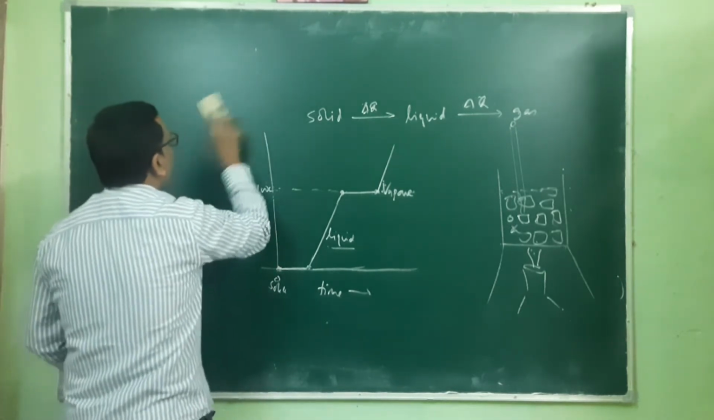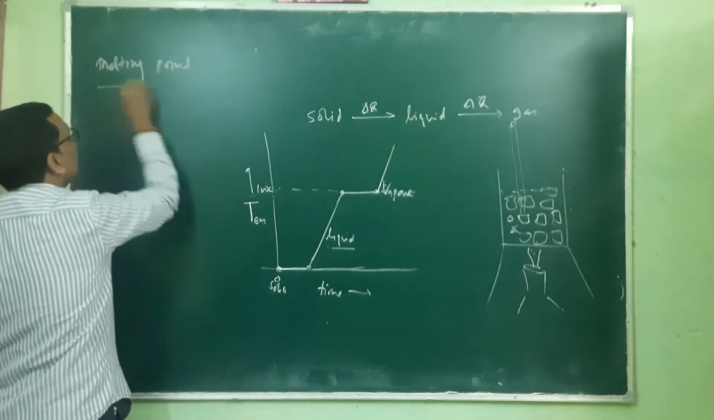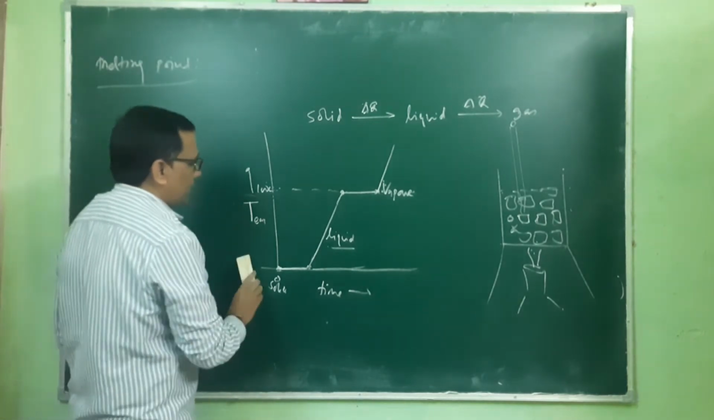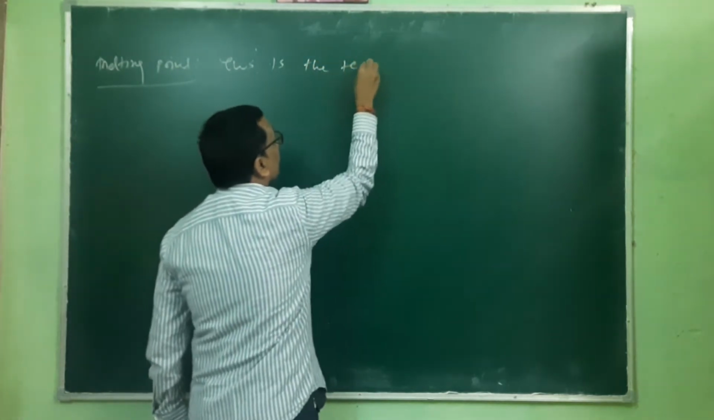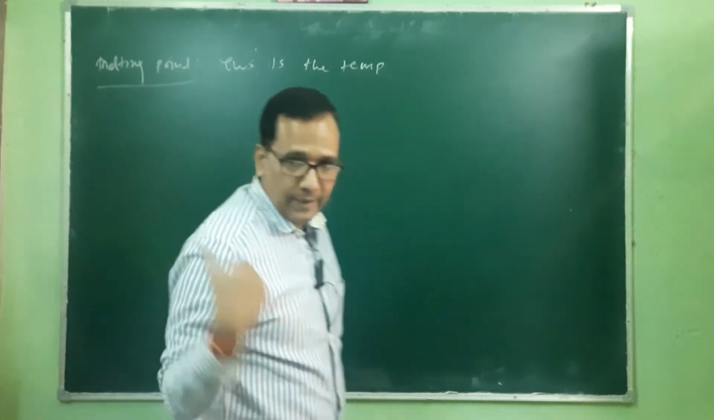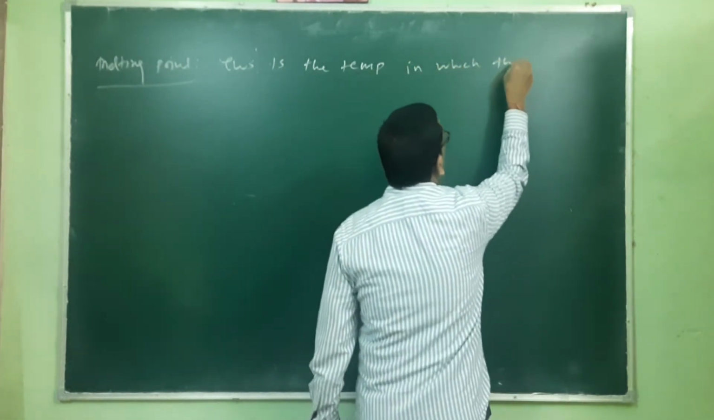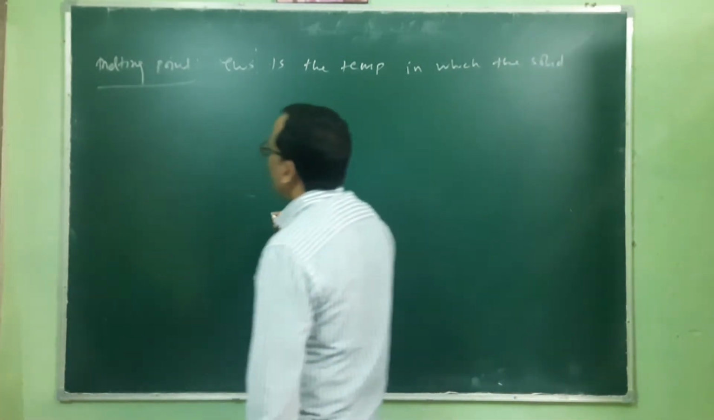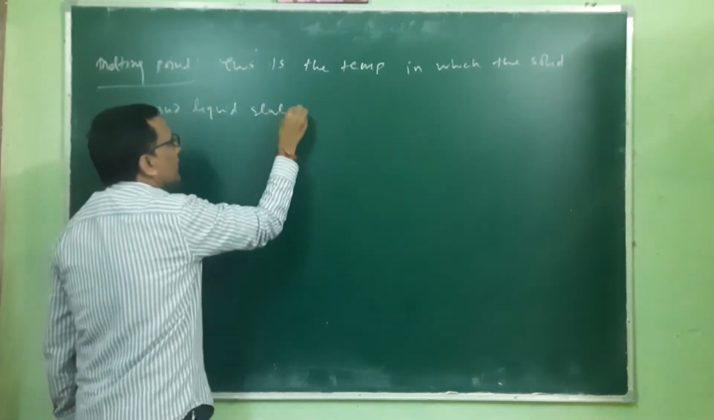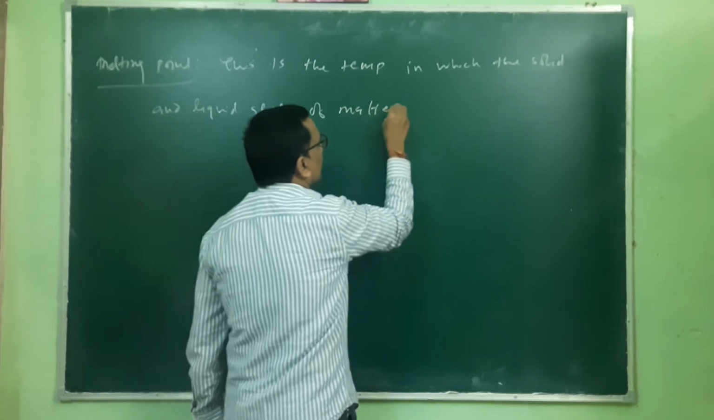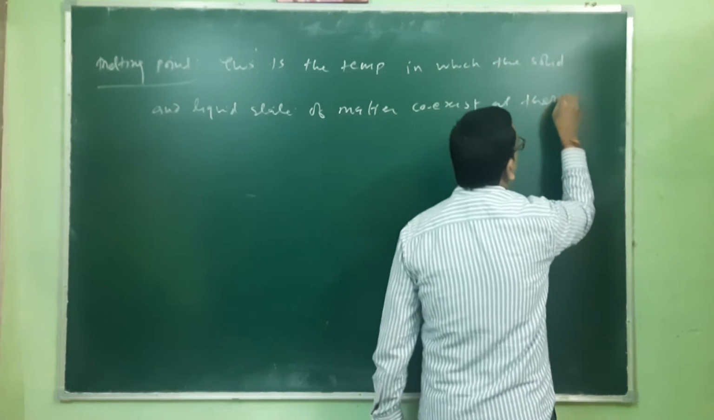The first one is melting point. This melting point is related to temperature. This is the temperature at the bottom of that graph, the temperature in which the solid and liquid states of matter coexist at thermal equilibrium.